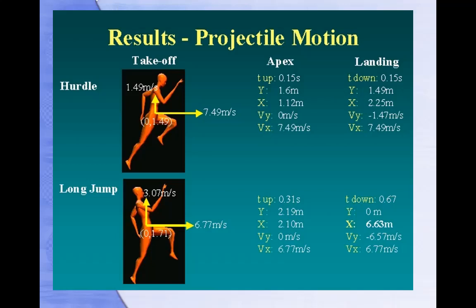So you can see in these two particular examples, the hurdler is moving forward at 7.49 meters per second and only 1.49 meters per second in the vertical direction. Whereas the long jumper is doing 6.77 horizontally and 3.07 vertically. They need to get up higher so they're in the air long enough to get a better distance. Hurdlers don't want to be in the air. They want those feet hitting the track again so they can keep pushing.